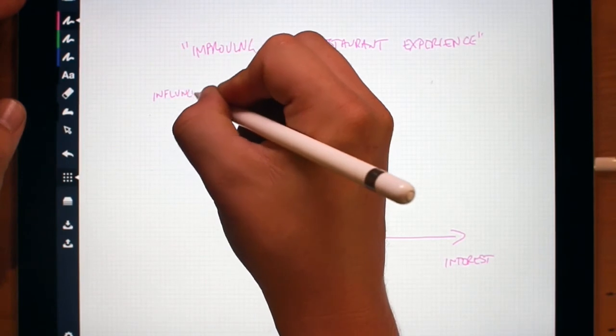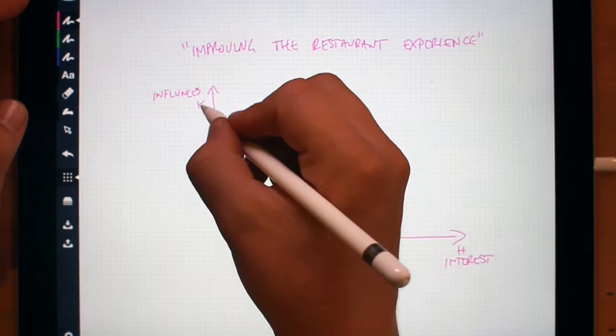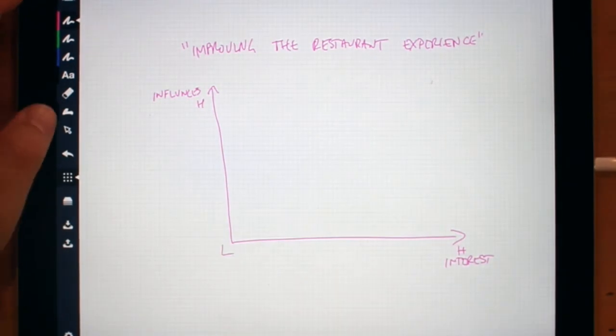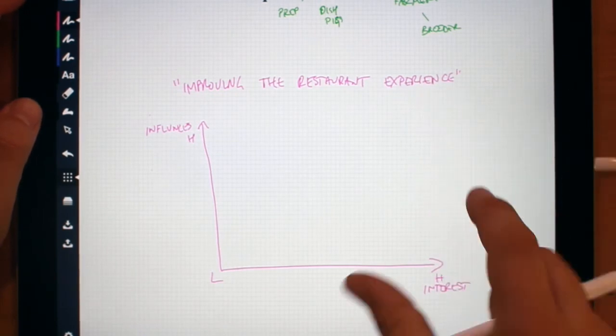Any of the axes on these sorts of maps can be interchanged. So if you wanted to look at power, if you wanted to look at time versus money, you could map people out. So the purpose is to then see where they all fit.